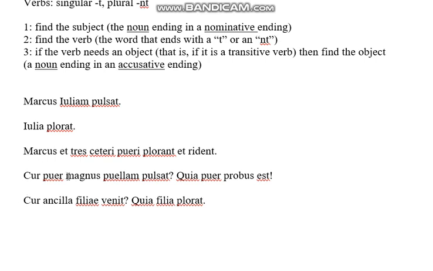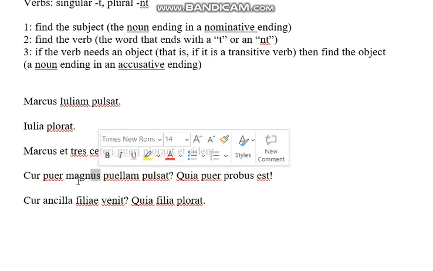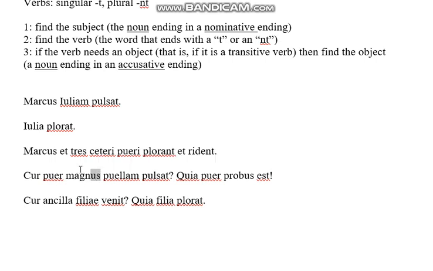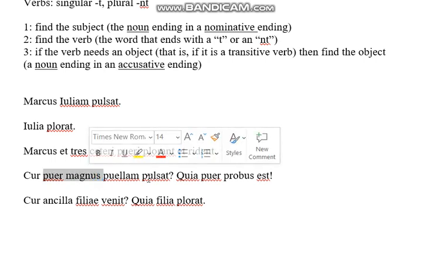Next, cur puer magnus puellam pulsat. So cur means why, and it anticipates a sort of because later on. We'll get to that in a second. So cur puer magnus, why does the big boy? Oh, well, puer is a kind of a weird word, but we know that magnus, that has to be it because of the fact that it ends in us. So puer magnus means big boy. That is our subject. That is all a subject phrase.